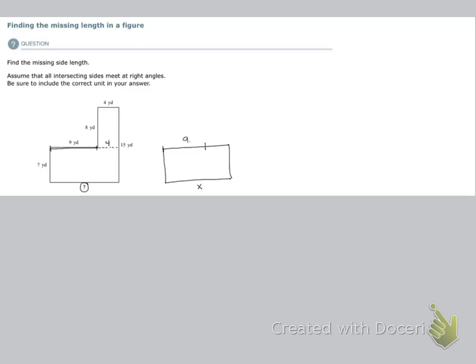It's not letting me write. There we go. Is 9, and this side, which is 4. Well, 9 plus 4 equals 13. And because all of our intersecting sides meet at right angles, I know that this side also has to equal 13, and therefore, X equals 13. Again, I don't want to forget my units. This is also yards.